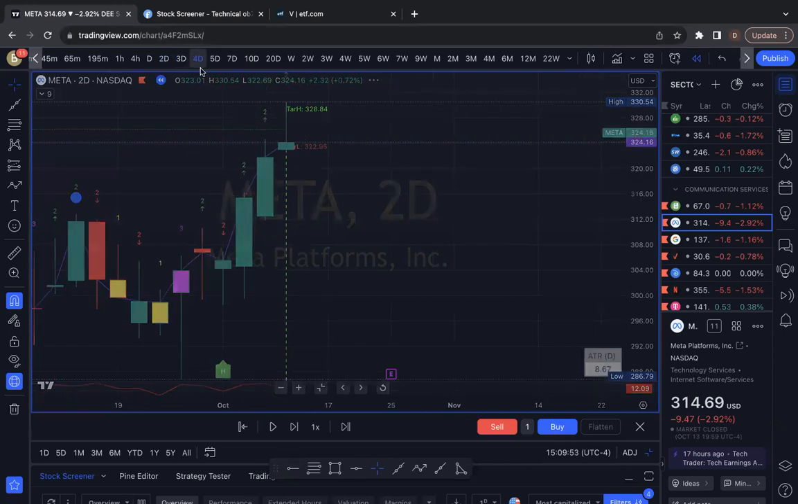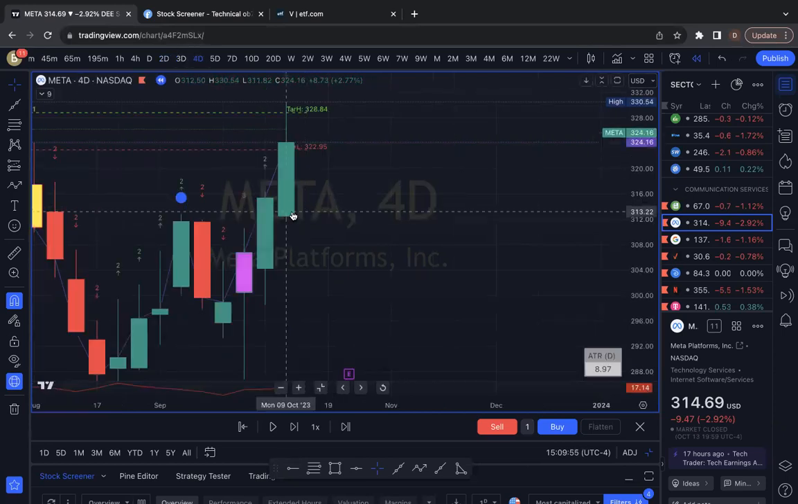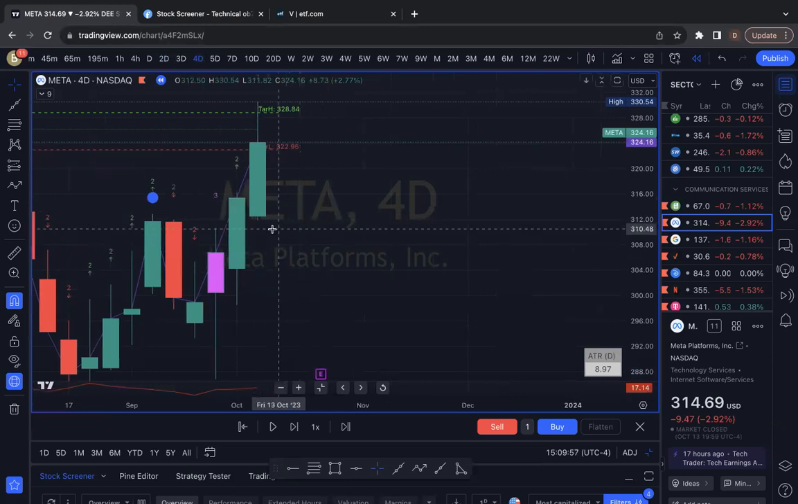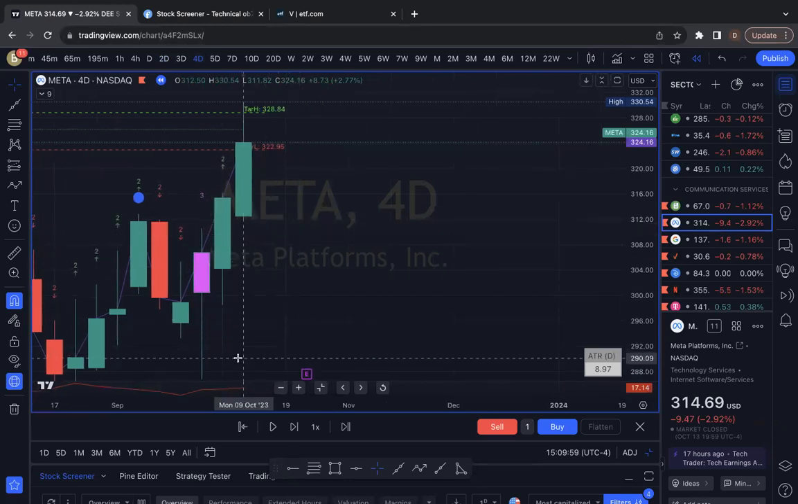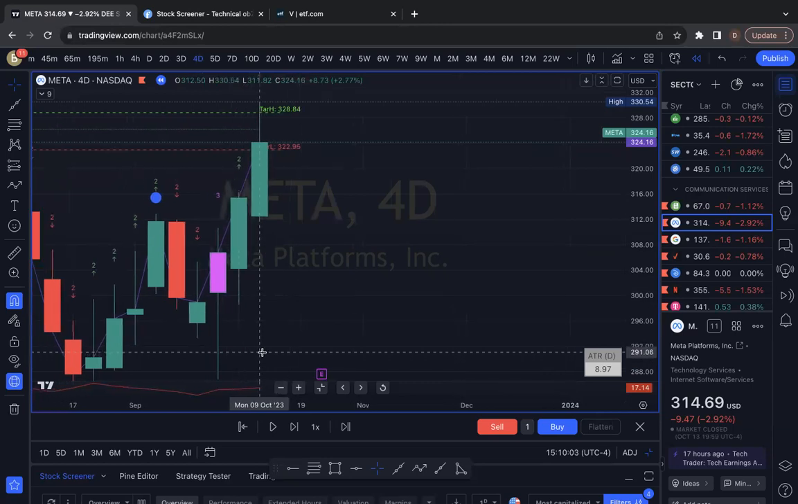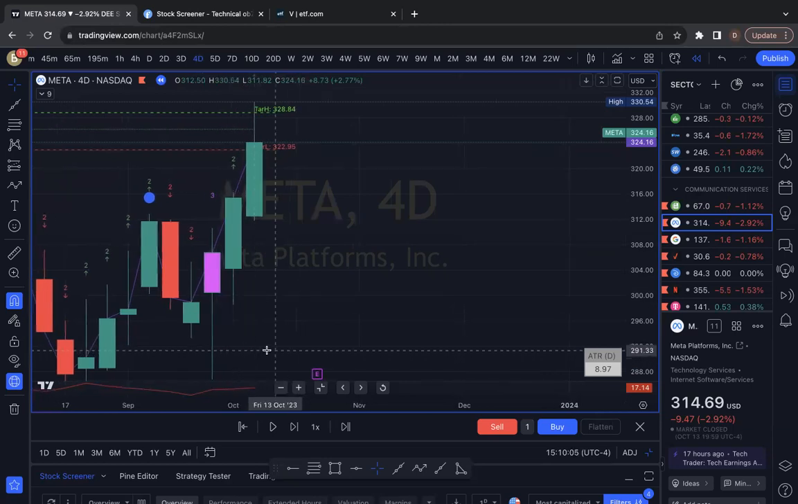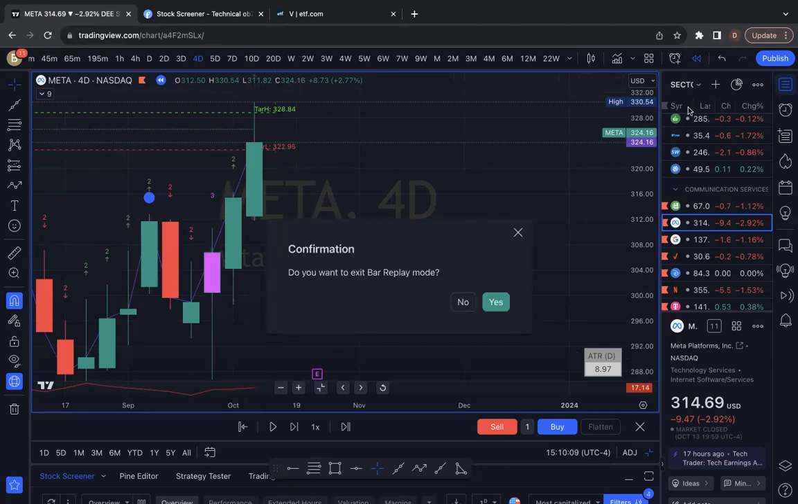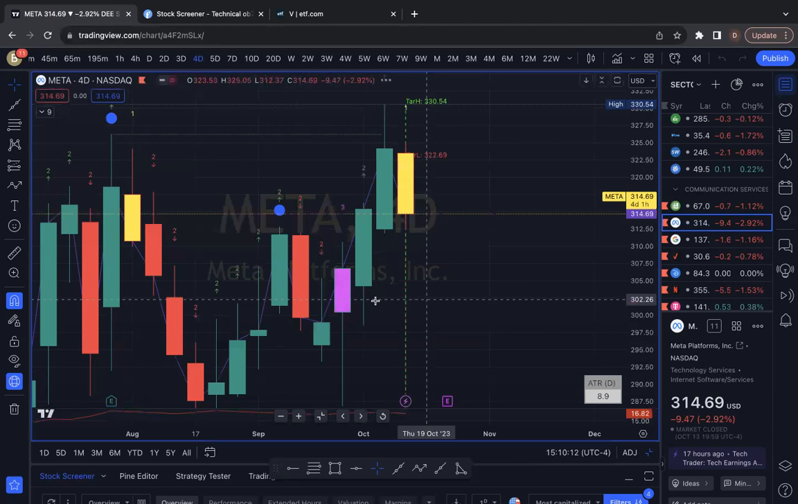And we can do the same thing for a 4-day. This 4-day open, follow me down, it opened Monday, October 9th. And if I go to the right of it, it opened Friday the 13th. And I'm still in replay mode, so I'll take that off. So this opened Friday the 13th.